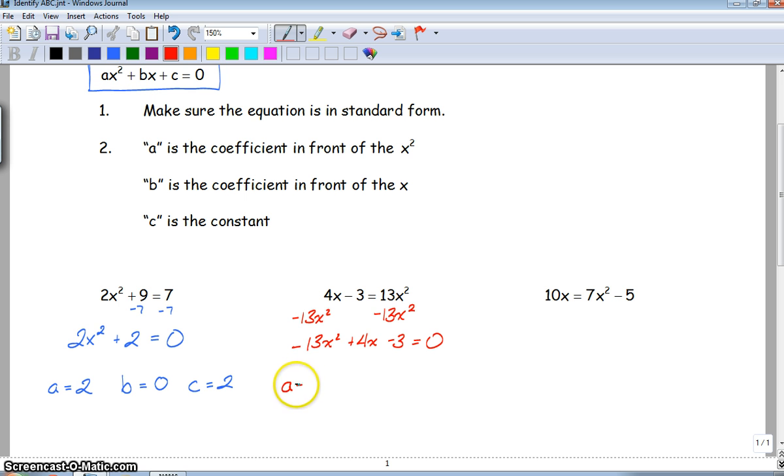So then a is the coefficient in front of the x squared, negative 13. B is the coefficient in front of the x, and c is the constant at the end, or the negative 3.